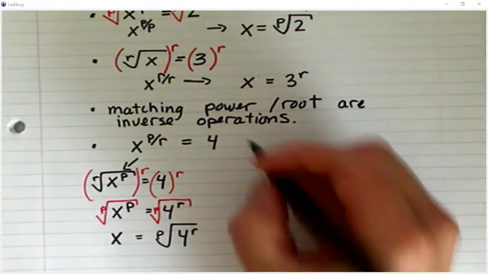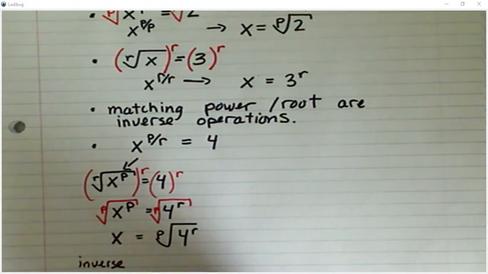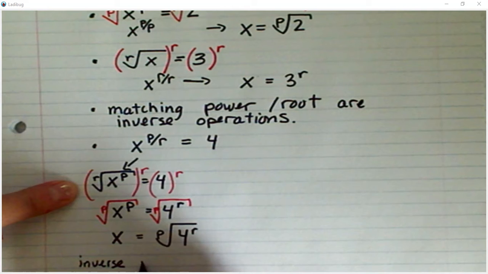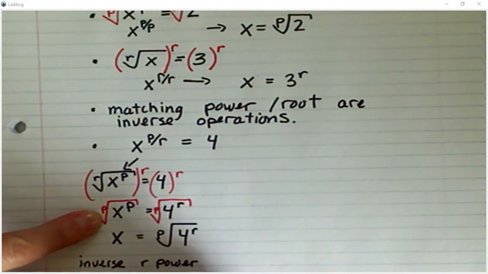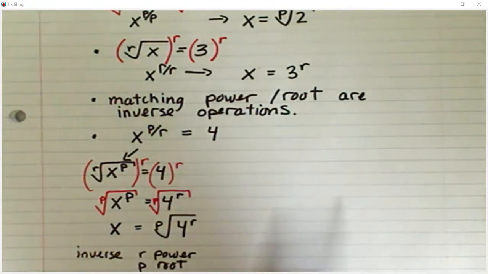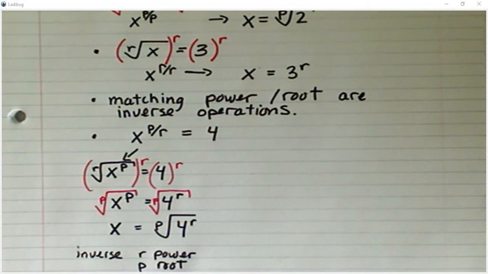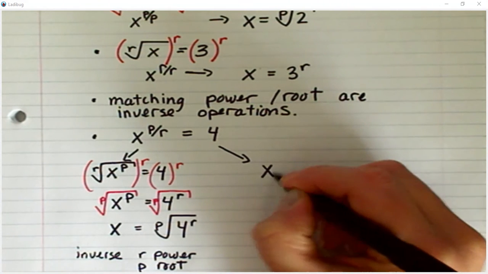Now, I'm going to write down here. So, inverse. So, what did I do? I did an r power, and I did a p root. Okay, that's what I did. Now, radical form is kind of useful, but it doesn't mean you can't leave it in exponent form.